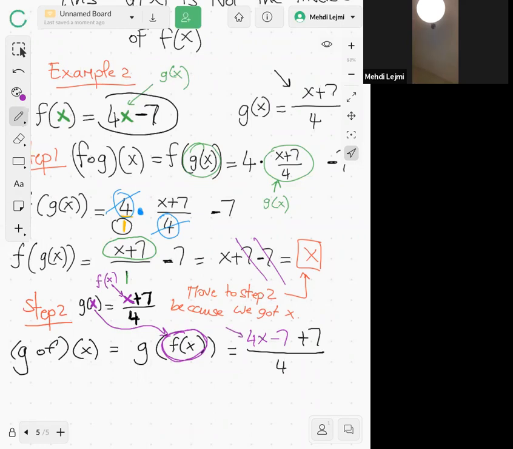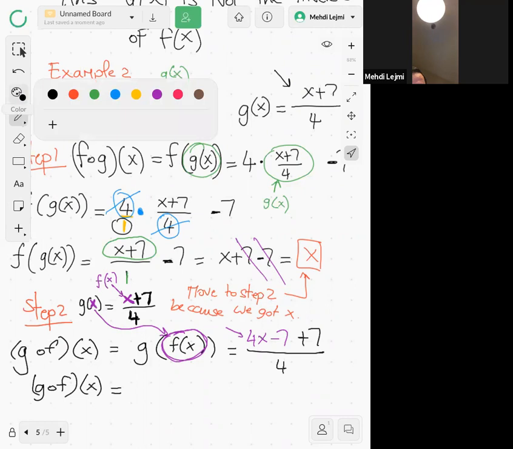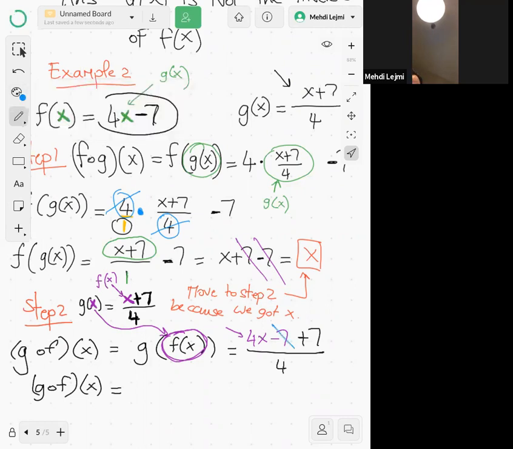All right, so let's try to simplify this thing. This is g composed with f. We have to simplify the top first. As you can see, this minus 7 plus 7 cancel out. So now it's just 4x over 4, and of course 4 over 4 cancel out. So the answer is equal to x. As you can see, guys, both f of g of x and g of f of x are equal to x. So we can conclude that g is the inverse of f.